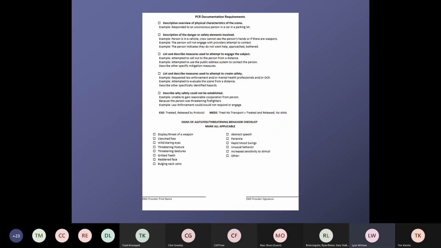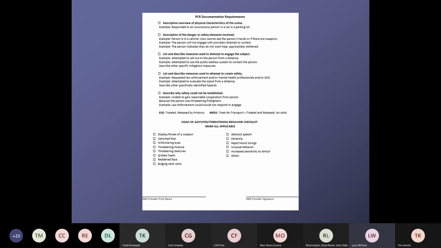Here's some documentation, PCR documentation things, a descriptive review of physical characteristics and some examples. So you will refer to this when you're writing the narrative. And then at the very bottom is the signs of agitation, threatening behavioral checklist, which includes everything including display or threat of a weapon, clenched fist, wild staring eyes.